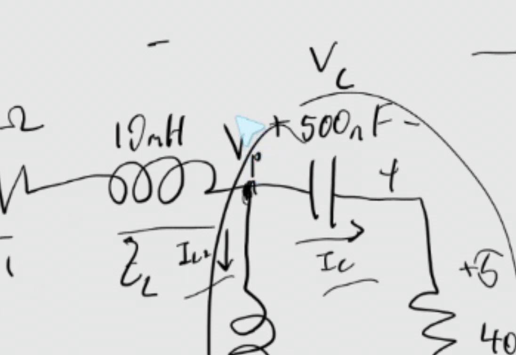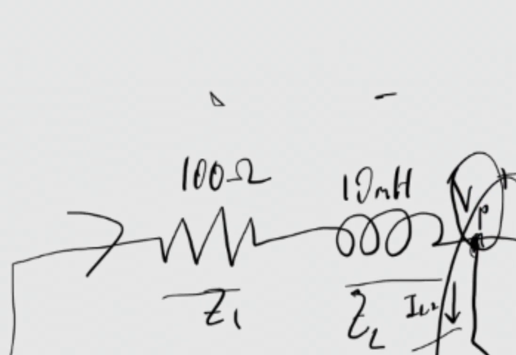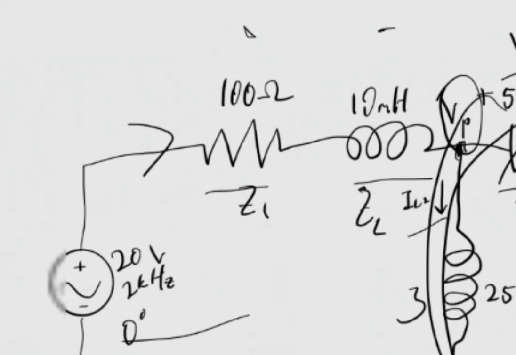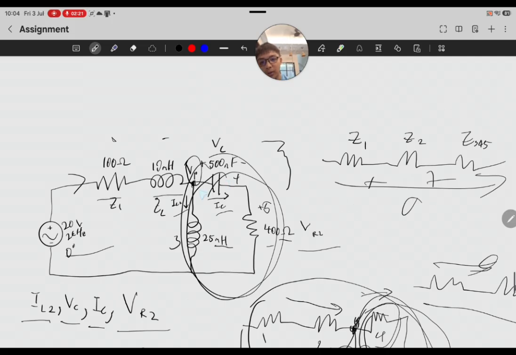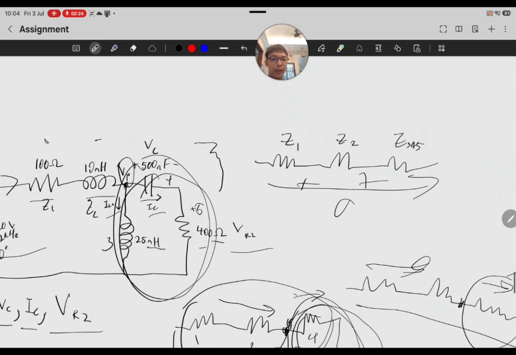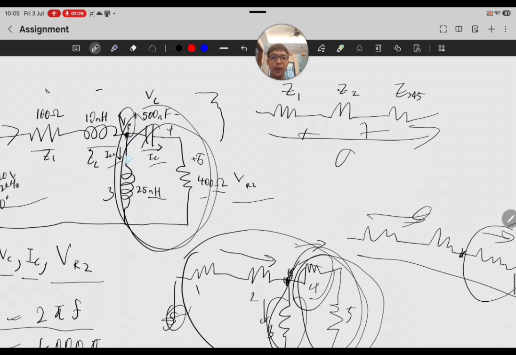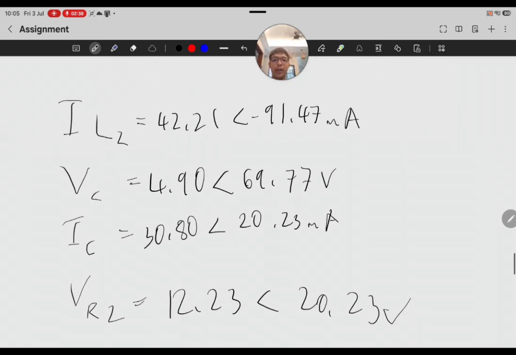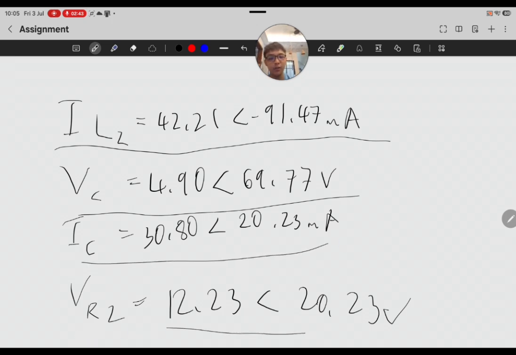With the total current, we can find the voltage at this point very simply by multiplying the total impedance at this point by the current, and we will get the voltage at this point. Then with that voltage, we can find the current in this region. Then with that information, we can find the voltage at this region. Going through all the tedious steps, we can figure out that IL2 is this, VC is this, IC is this, and VR2 is this. Thank you.